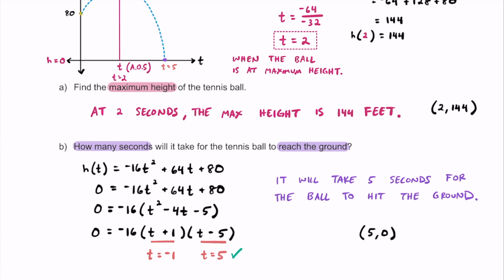Alrighty, so there we have one practice problem dealing with projectile motion. We use the AOS to find out the time for the maximum height, and then we plug that in to find out the actual maximum height. And then we solve the quadratic equation, setting the height equal to 0 to find out when the ball hits the ground.